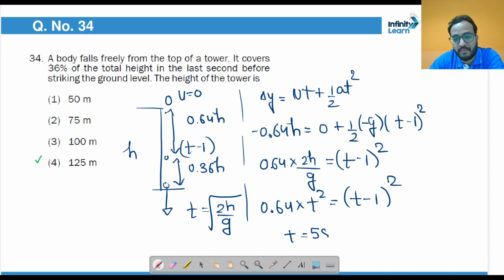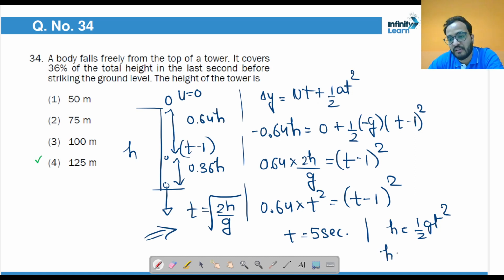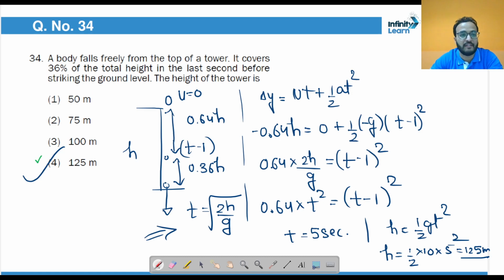0.8.25 seconds. So time is coming out to be 5 seconds. So obviously now, what is h? Half gt square from this equation. h is half gt square. So half into 10 into 5 square. What is the answer? 125 meters. Got it? Fourth option is correct.